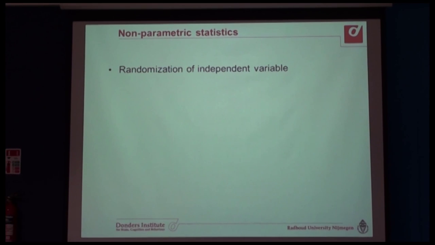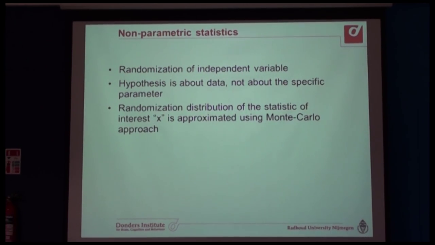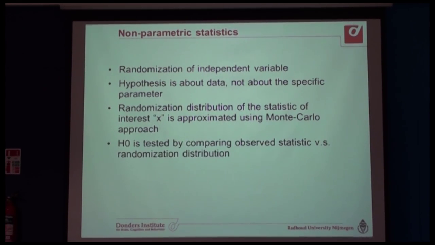The idea is that we randomize the independent variable. So we basically break the linkage between the condition and the data, and then we shuffle. But the hypothesis that we're phrasing is a hypothesis about the data. It's not about a specific parameter that we're computing out of the data. So basically, this black box can compute any parameter. We can compute the difference in that parameter between any two conditions. And then the randomization distribution is approximated using a Monte Carlo approach, where we take a subset of all possible permutations, or we compute all possible permutations. The null hypothesis is tested by comparing the observed statistic versus the randomization distribution.